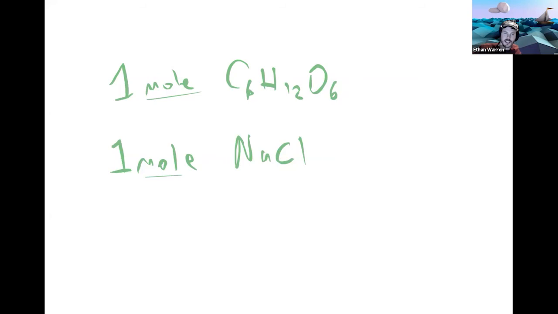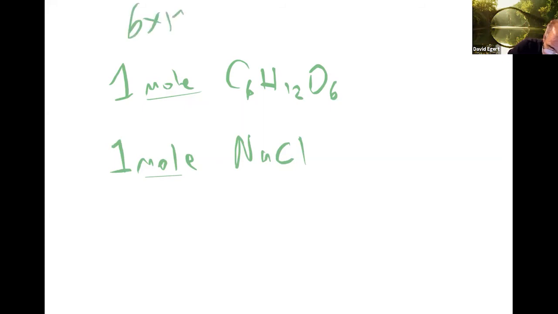Ethan? I think it's just a number of atoms. It's like 1 times 10 to the 23rd or something like that. Number of atoms, if it's an element, or number of molecules, if it's a compound. But yeah, exactly. So both of these have 6 times 10 to the 23rd molecules of this or this.